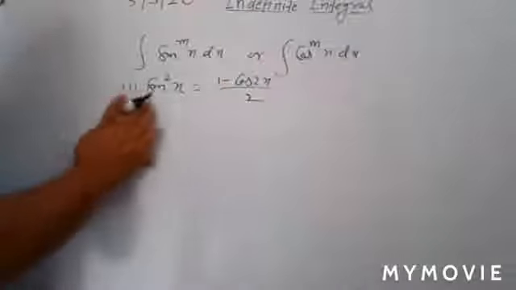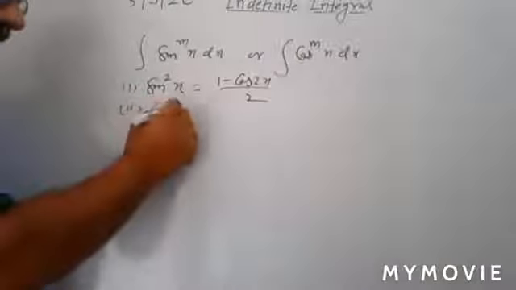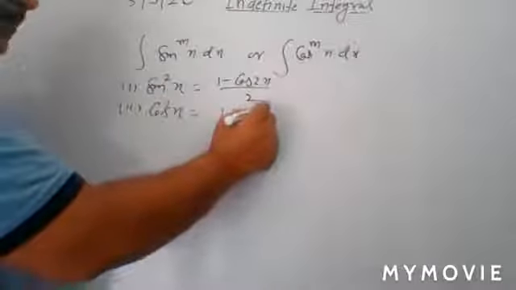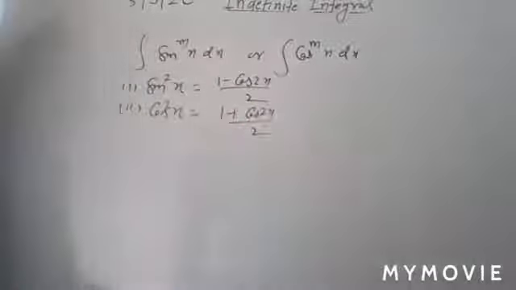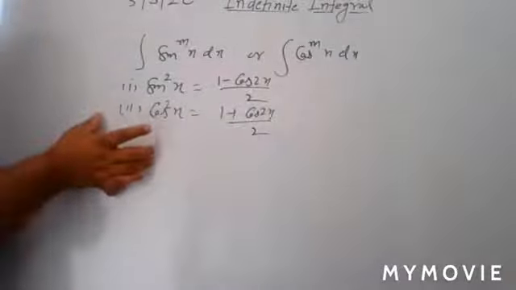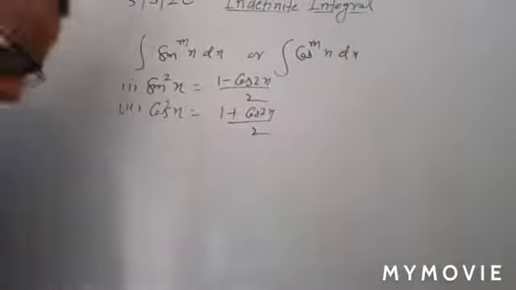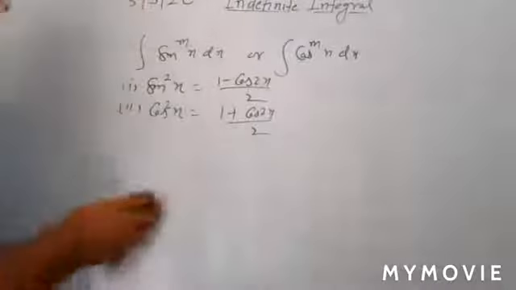So you apply it here in place of sine square x, and secondly, in place of cos square x you can write 1 plus cos 2x by 2. And in this way you can very easily get your result in simplified form, and you are able to integrate that function. Understand? So first you note that result, how you simplify the integration of such type of function. Okay, so I will give you some questions based on it.